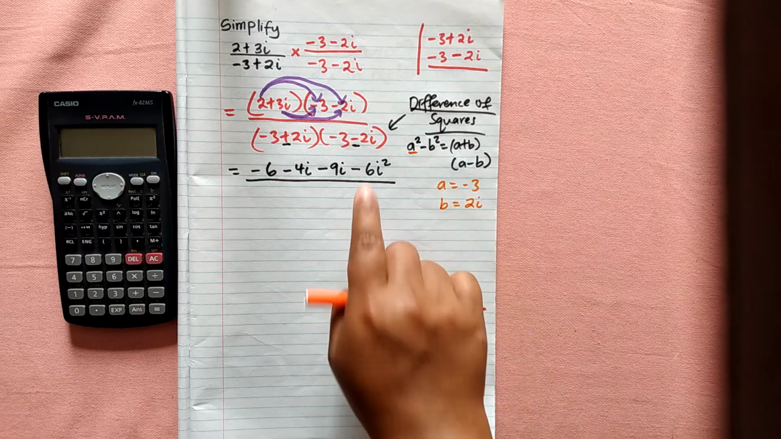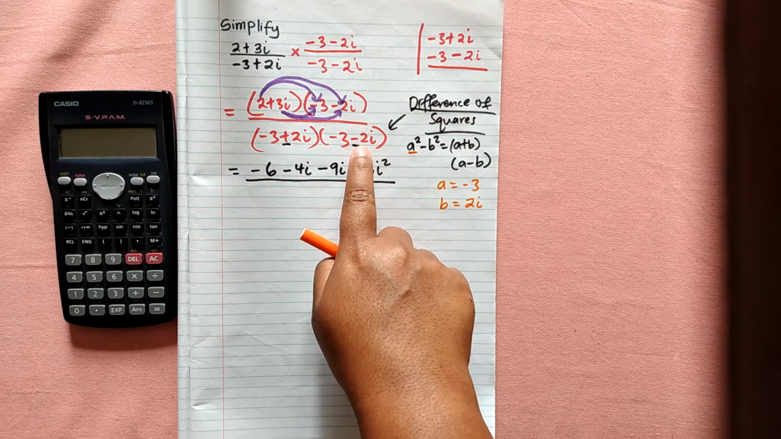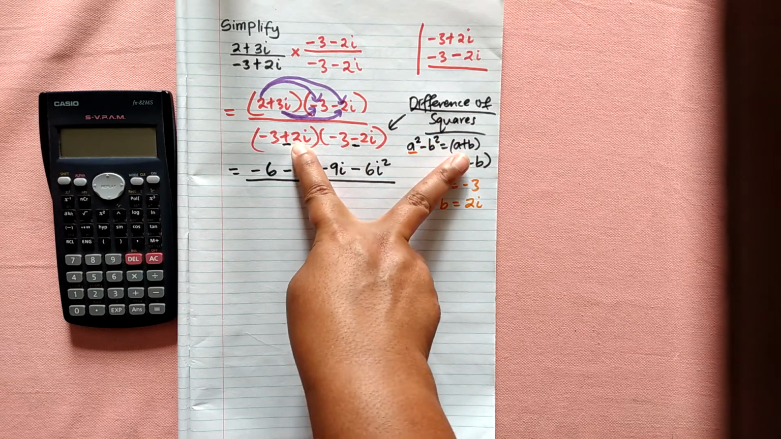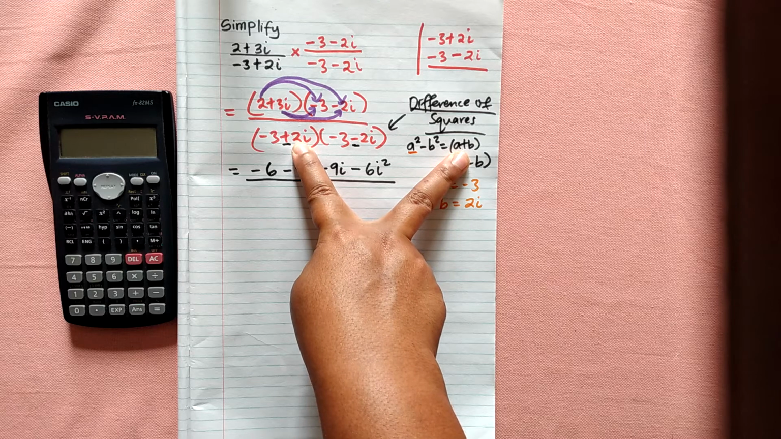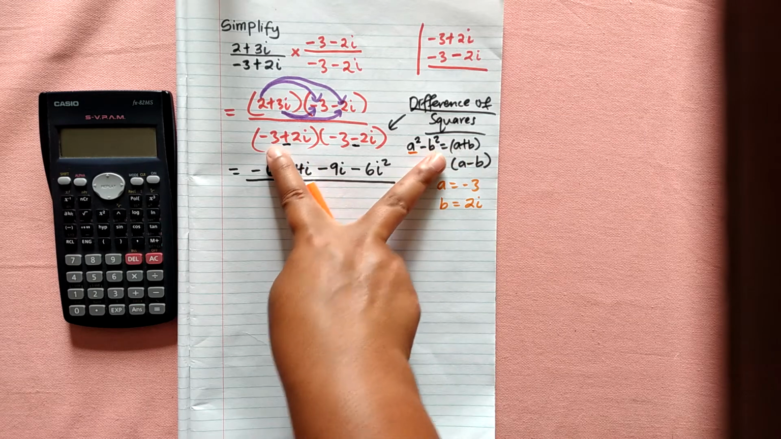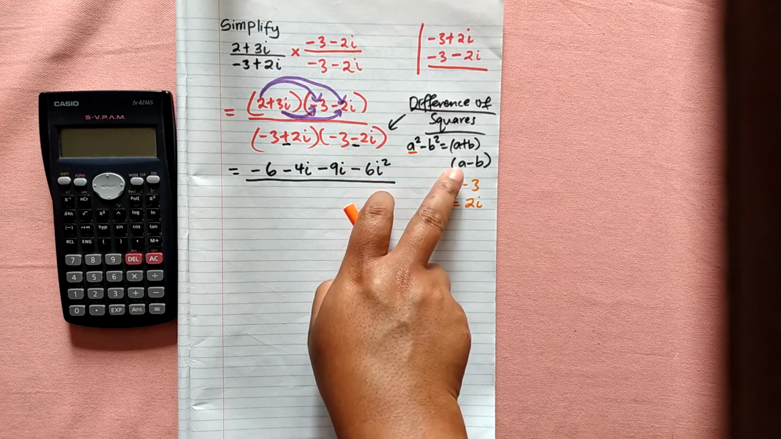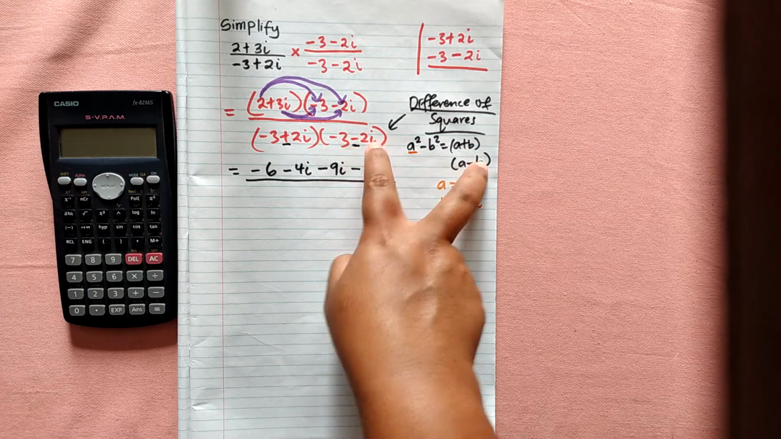B is 2i. Where does the minus sign go? The minus sign according to our rule is there, and the plus sign according to our rule is also there. Okay, a is negative 3, b is 2i.